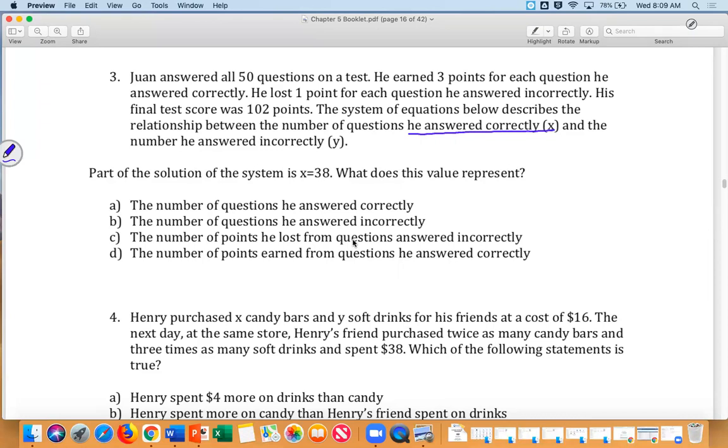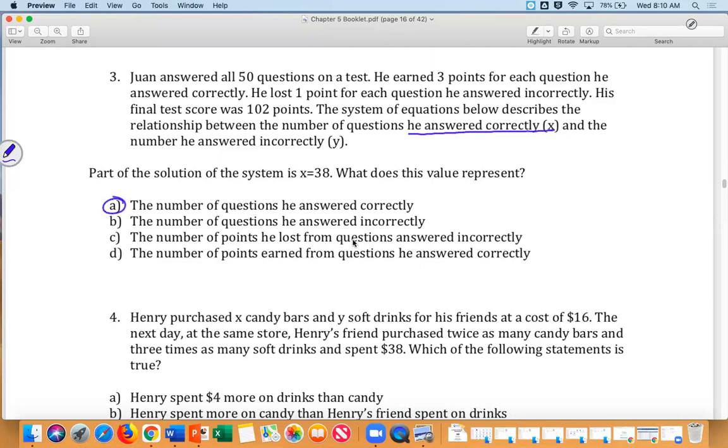Let's think about this way. If he answered 38 correctly, how many did he answer incorrectly? No, not 104. Nope. 12. How'd you get 12? There's 50 questions, subtract 38, you got 12 wrong. So it says the number of questions he answered correctly. Well, that is the right answer.